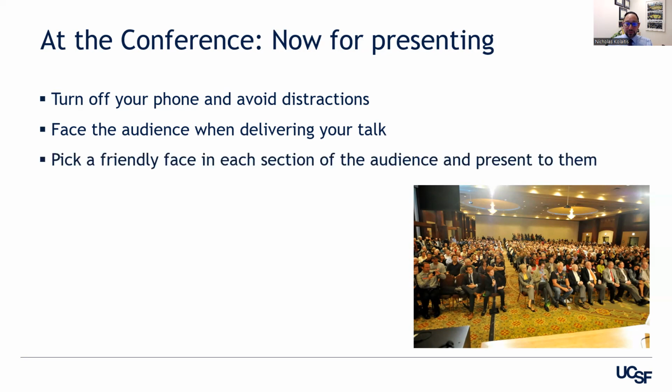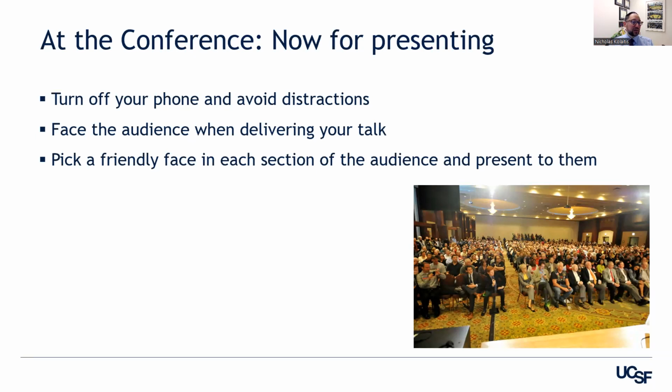And one of the things that I do is I pick a friendly face in each section of the audience and I present to them. So I will start my sentence by looking at a friendly face on the left side of the audience. When I'm finished with that point, I will look towards the center of the audience and I will talk towards a friendly face in the center. And then I'll look to the right and I'll talk to the one on the right. So if I have three friendly faces, this way I'm looking at each one of the audience members, looking around a little bit, but at the same time, restricting my gaze to just three specific areas.